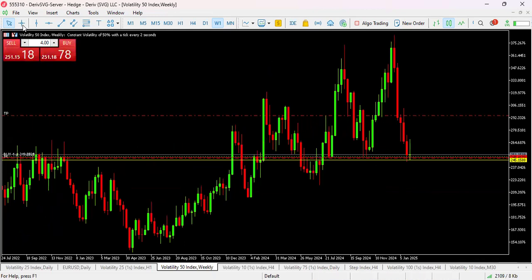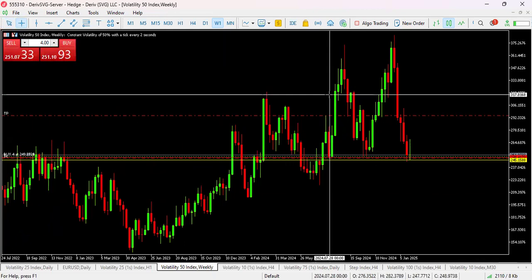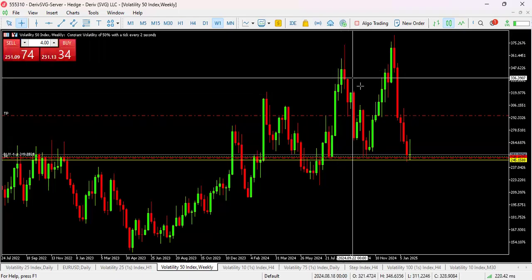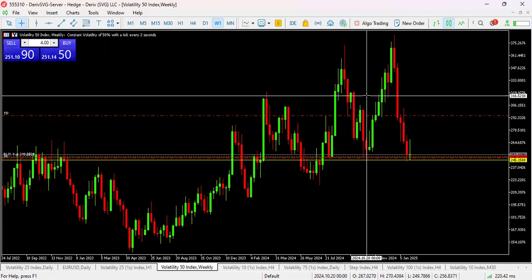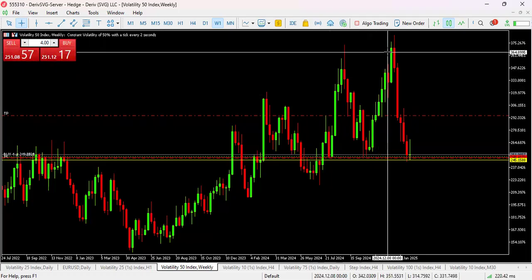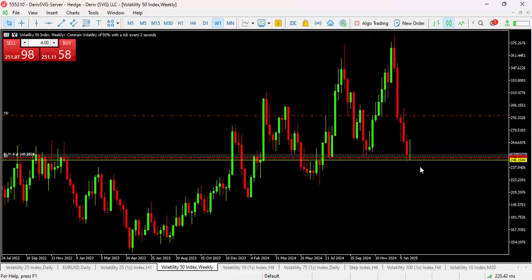Look at it, it got here. This was 2024, I think July 2024. So price got here, it went up. Again, price got here last year, October, it went all the way to the upside.